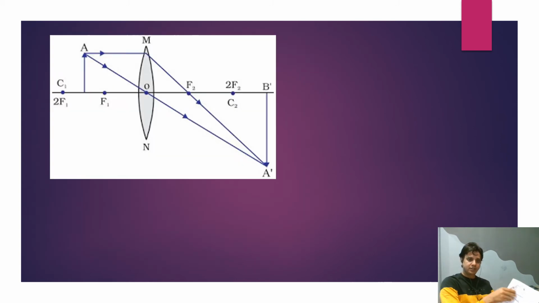Next question is about a convex lens, and they are telling that the object is placed between F2 and F1. We have to determine the nature of the image. So the image is formed beyond 2F1, and it is also inverted and magnified.